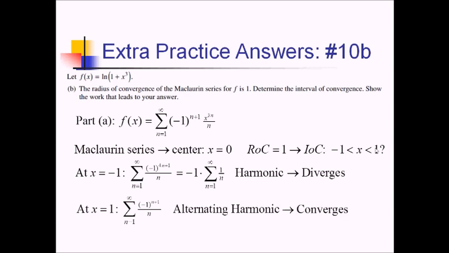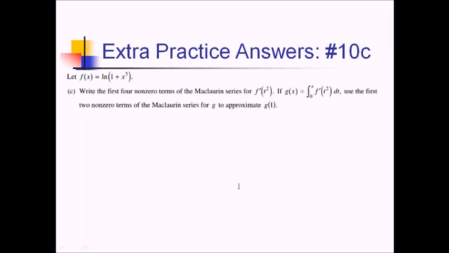So our interval of convergence then, we can write -1 strictly less than x because we diverged there, and then less than or equal to 1 because we converged at +1. For this problem part, they want the first 4 non-zero terms of the Maclaurin series for f prime of t squared. And then we have some other things to do here, but let's deal with this first.